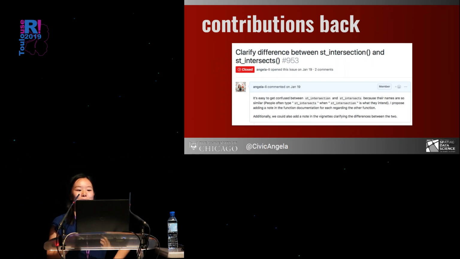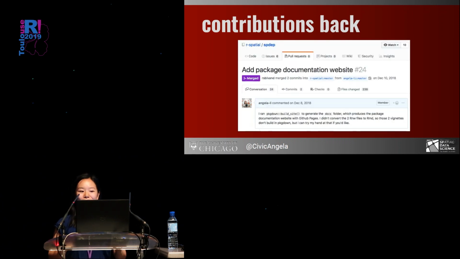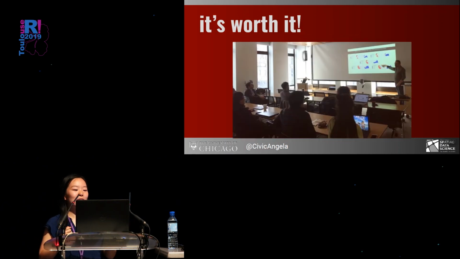This eventually led to contributions back. In the process of talking to researchers, I found that certain functions in the software were a bit confusing. What's the difference between ST intersection and ST intersects? I was able to submit issues to the software based on that feedback from researchers in my workshop. I was also able to add a package documentation website using pkgdown to the spdep package, which is a spatial econometrics package for spatial regression and things. That helped our researchers come back and use the software better. So it's teaching-driven documentation.